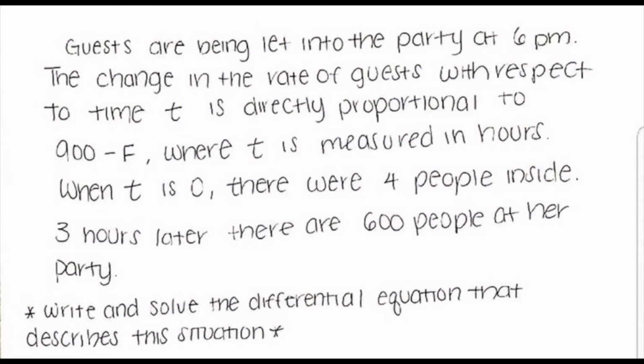Guests are being let into the party at 6 p.m. The change in the rate of guests with respect to time t is directly proportional to 900 minus f, where t is measured in hours. When t is 0, there were 4 people inside. 3 hours later, there are 600 people at the party. Write and describe the differential equation that describes this situation.